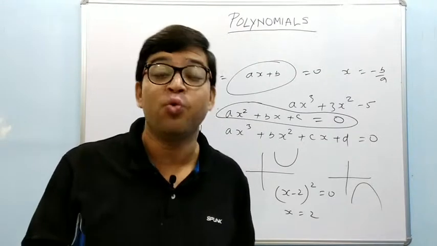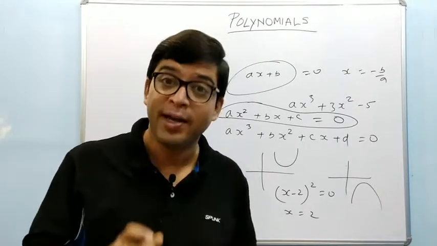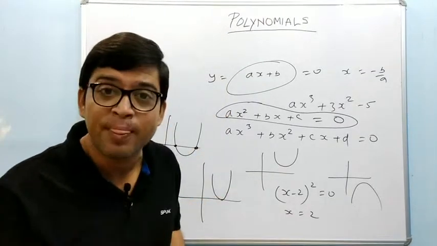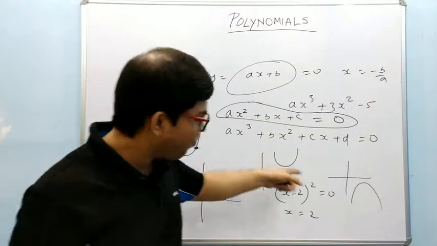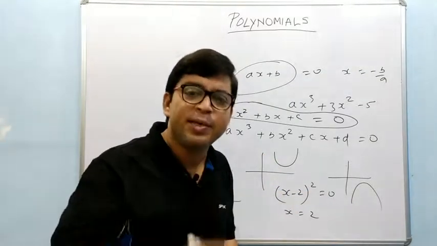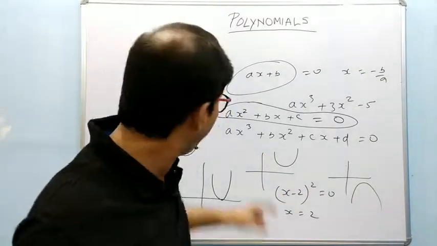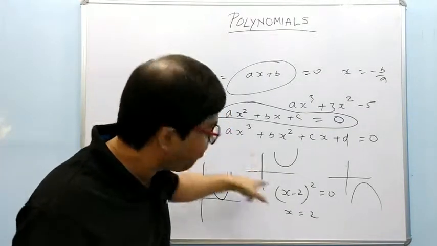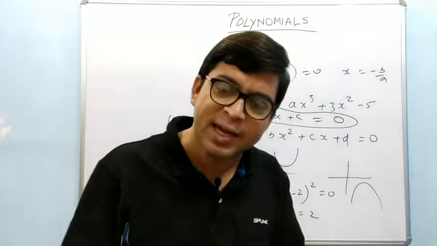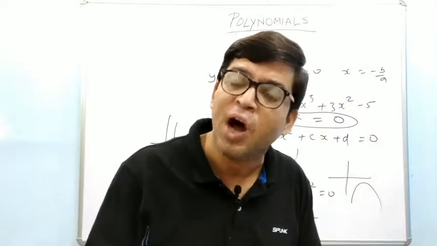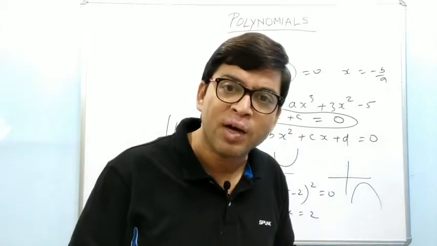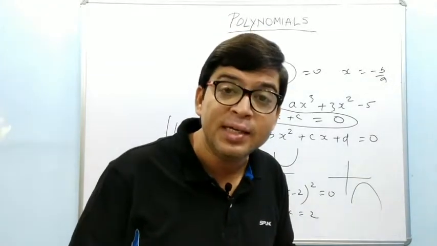So equal roots, that we will study in the quadratic equation chapter. Equal roots when it is just touching. How to decide whether it is upward or downward? That is decided by the sign of a. If it is positive, the parabola is upward. If it is negative, the parabola is downward. In that fashion, we can find the roots of the expression very easily.